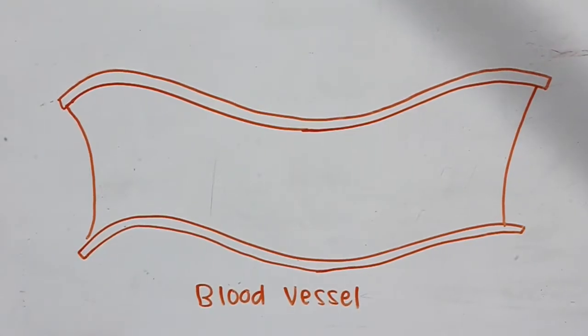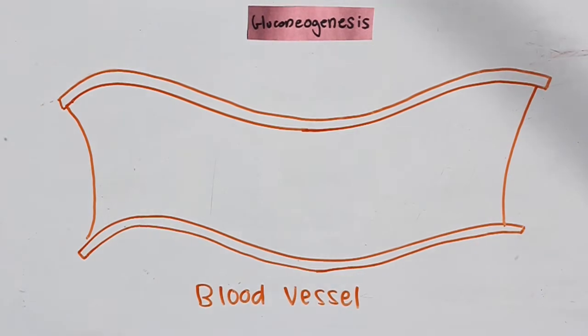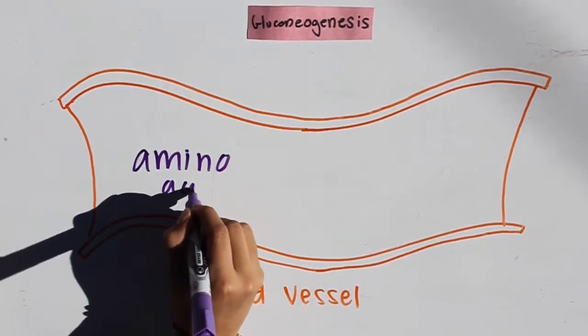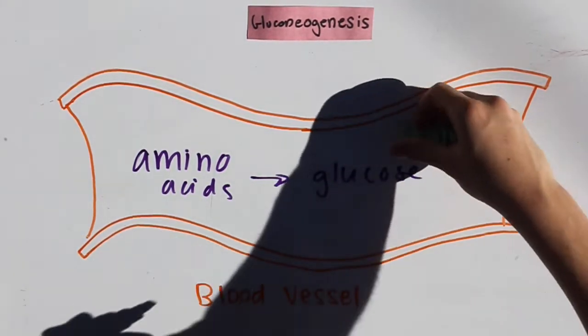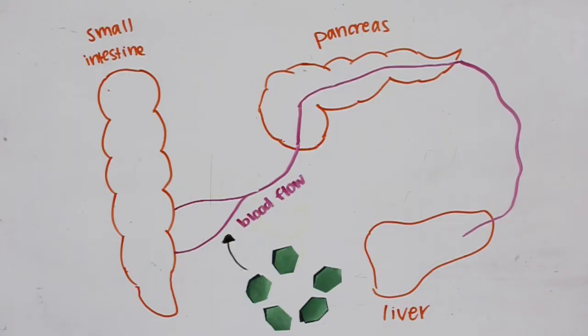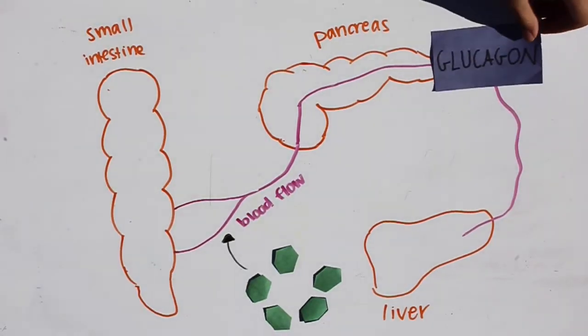Glucagon also raises the blood sugar level in the process of gluconeogenesis. This is where amino acids are converted into glucose. Glucagon is produced in the pancreas.